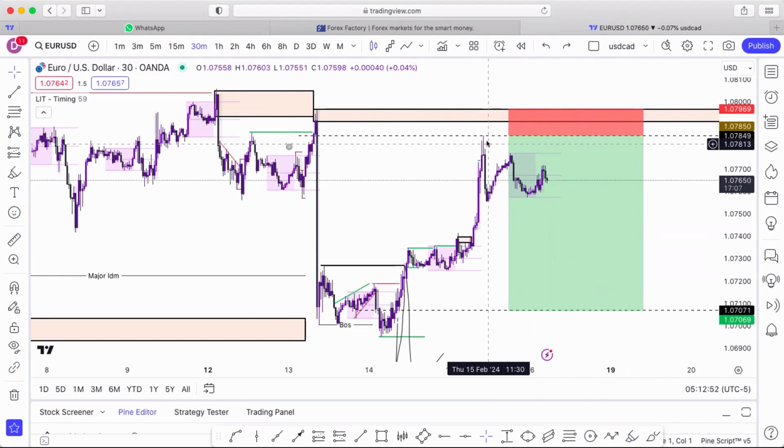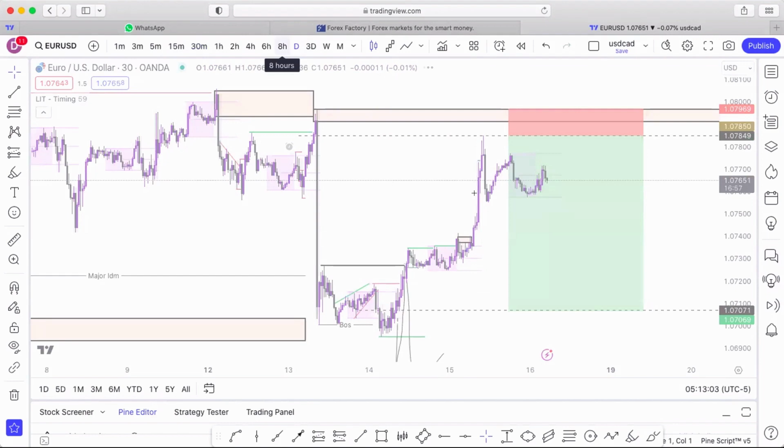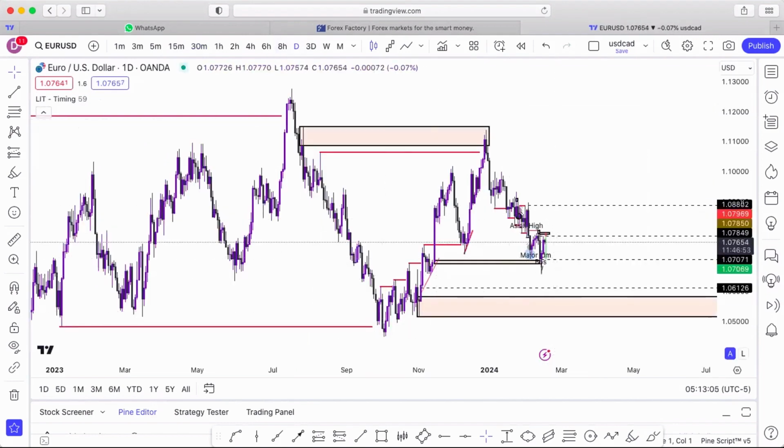I see liquidity taken out. Then I wait for one more confluence from the left. It can be an FVG fill, it can be an OB. I just insta-enter and put some 6 pip stop loss. I'm fine.